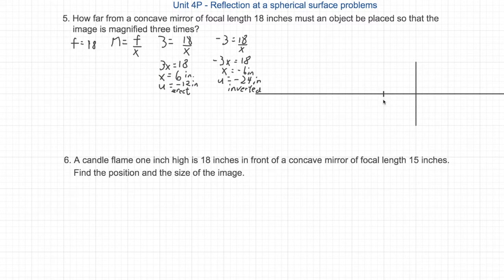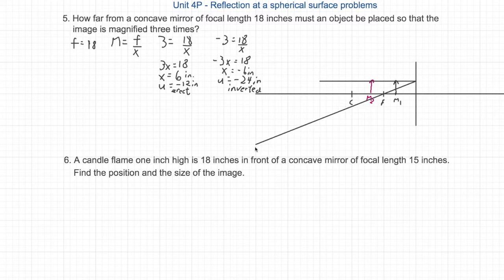So the focal length is 18. It is a concave mirror. FA, from the focal point to the mirror, is a positive direction. We'll place our first object, creating the erect image, at M1, and we'll place our second object, creating our inverted image, at M2. Those are object positions. They have nothing to do with magnification.